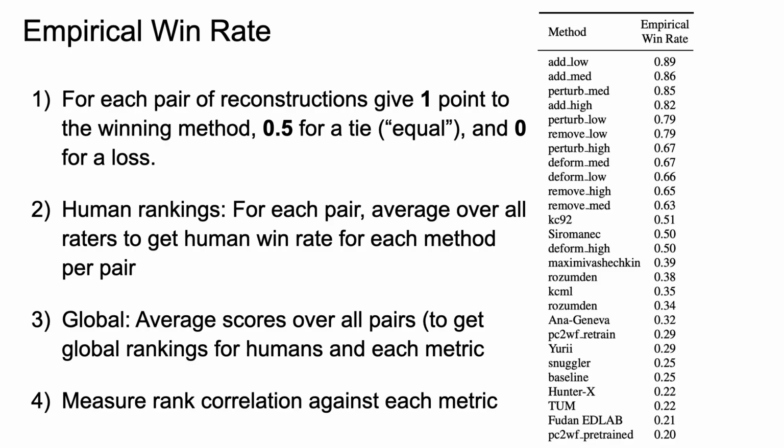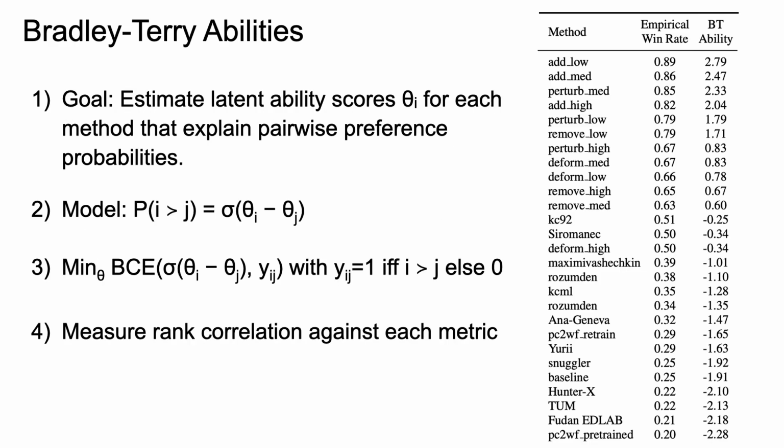We start with the empirical win rate. For each pair, we compute the average win rate taken over all raters, and then compute the global win rate averaging over all pairs a given method participated in. We also estimate latent abilities for each reconstruction method via a Bradley-Terry model. We estimate the probability that method I beats method J as the sigmoid of the difference between their abilities. We initialize these abilities randomly and then update them by minimizing a binary cross-entropy loss between the predicted probability and the label assigned by the community of human raters.